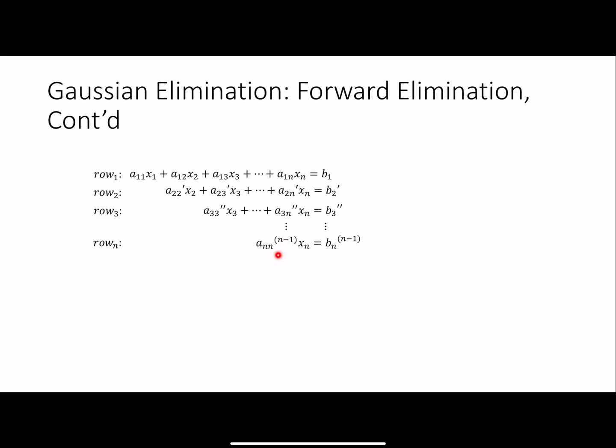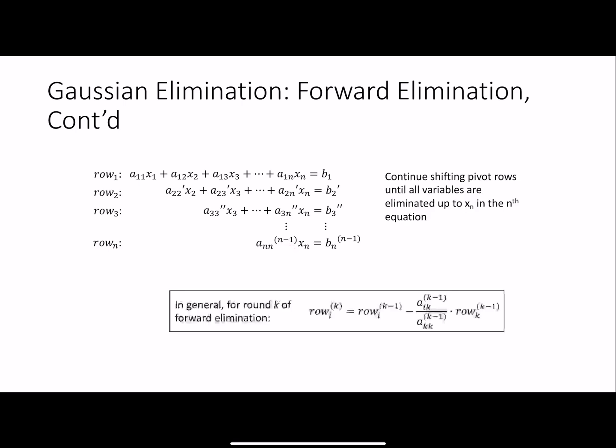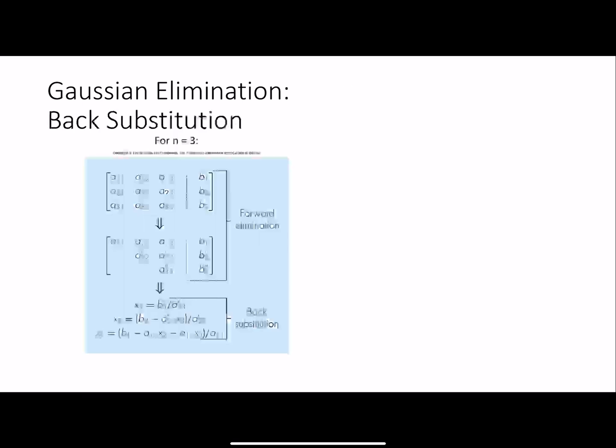By the time you repeat this enough to get to the bottom, you end up with a very simple equation here. And all you have to do to get the last value of your unknowns is divide b_n minus 1 here by a_nn to the n-1. That's the general procedure for what's called the forward elimination part of the Gaussian solution to a linear system of equations.